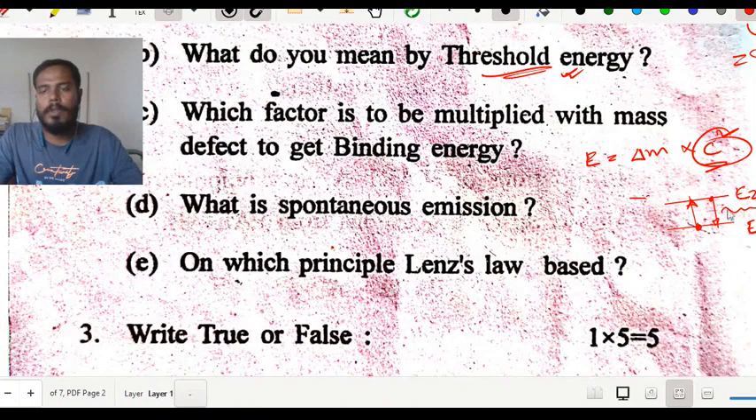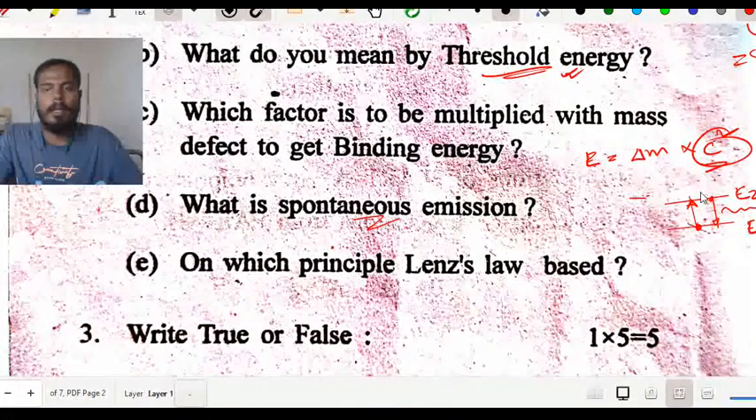This fundamental process is called spontaneous emission. That means after an atom is excited to a higher energy state, it will automatically come back to the lower energy state, emitting a photon. This process is called spontaneous emission.